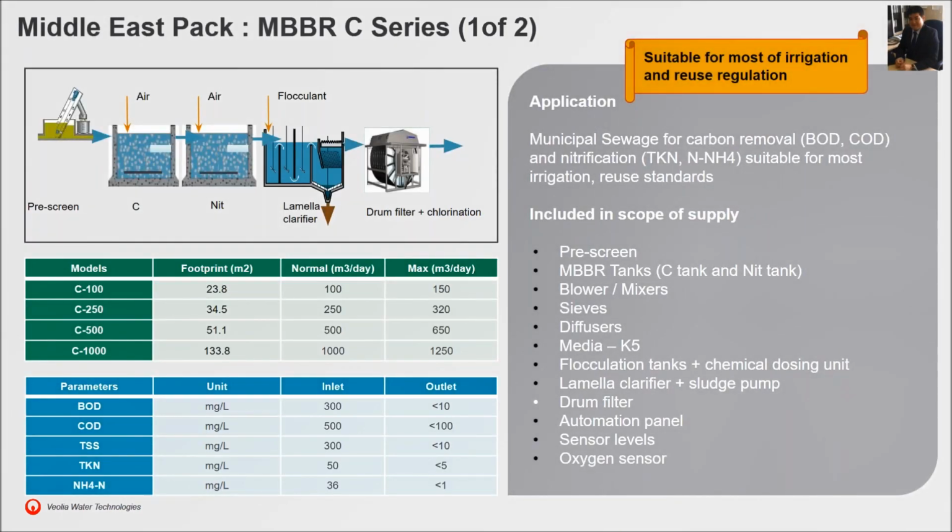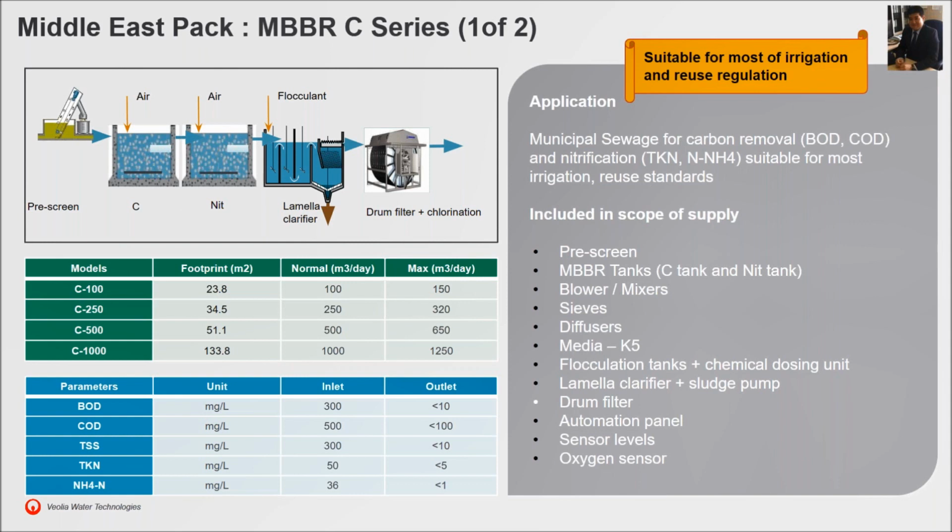So now let me go into detail with the first model we have developed, the C. We call it the MBBR C series. As you can see in this short flow diagram, it is composed of a pre-screening, followed by two biological MBBR tanks. The first one is called the C tank because it deals with carbon removal, mainly BOD and COD. The next tank is called the N tank or NIT tank because here the nitrification will occur and the ammonia treatment will be done. After that, the water goes to the flocculation tank and a lamella clarifier as a secondary clarifier, extracting the sludge. Then as a tertiary, we propose our drum filter and then chlorination for disinfection.